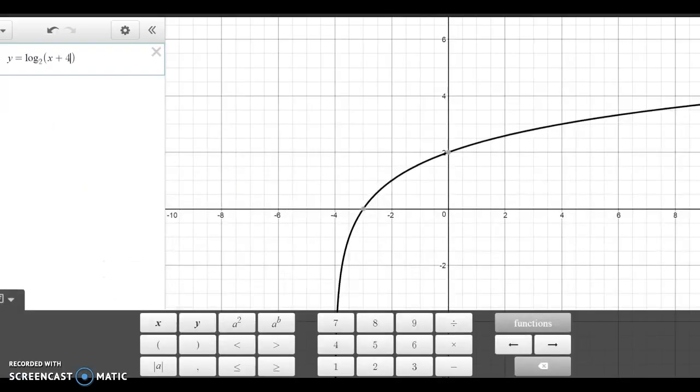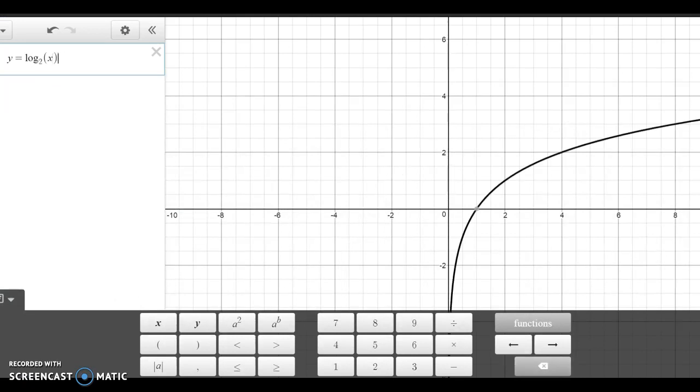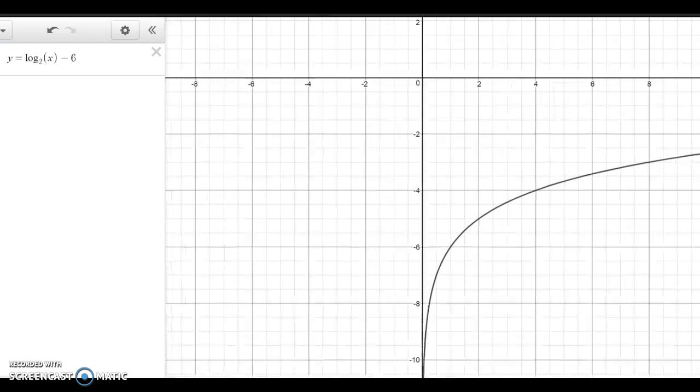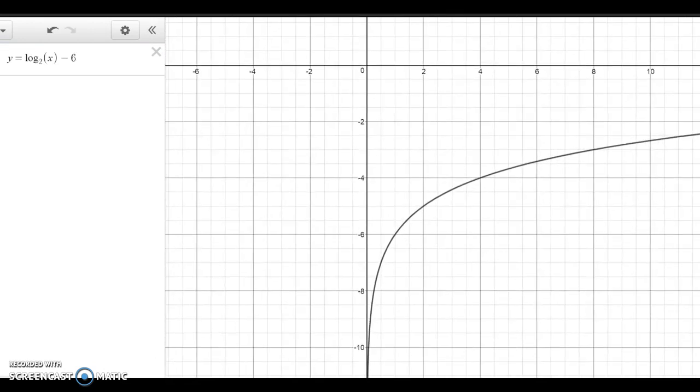So this is log base 2. We can just go back, delete this, and then have minus 6 and see what happens with the graph. If we need to, we can move this graph a little bit to see that. We can see that the original place it crossed the x-axis is right here at 1. It's now moved down 1, 2, 3, 4, 5, 6. And here's our graph for that.